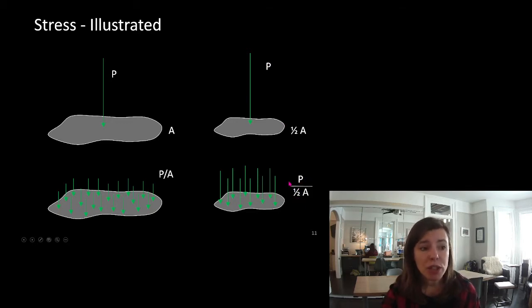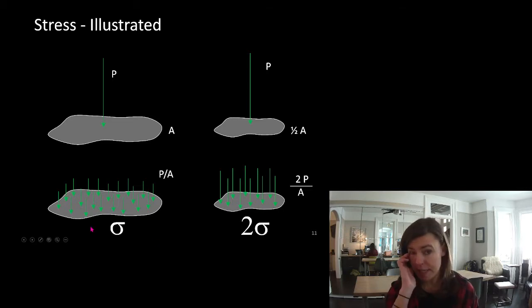We can rearrange this, and it's really 2P/A. This is stress. So let's say our stress is P divided by A. If we have half of the area, it's the same thing as 2 stress. So this is twice as much stress as this version of it. Same force, half the area, twice the stress.